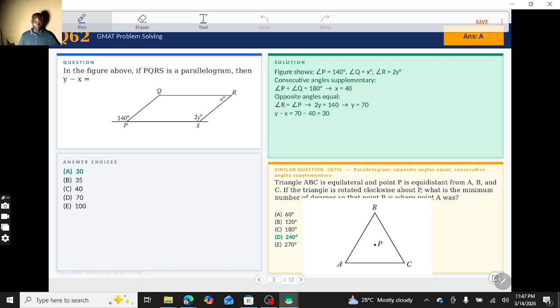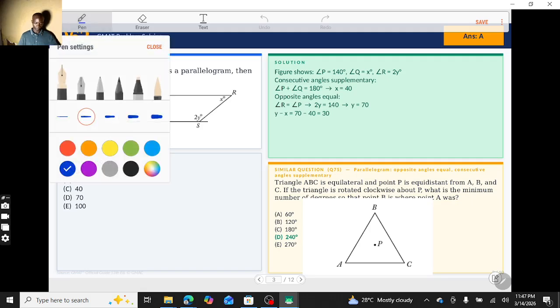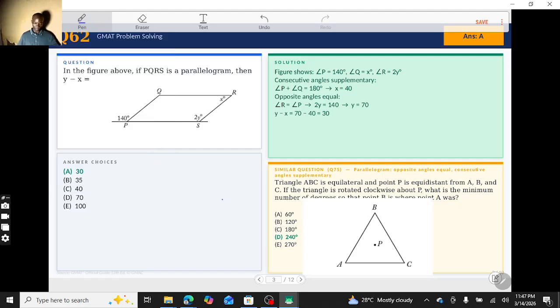Number 62. For question number 62, remember this is a parallelogram. Okay, so here is a 140 angle on a straight line. Here is 180 minus 140, which is 40. Then s is 40, because in a parallelogram opposite angles are equal.